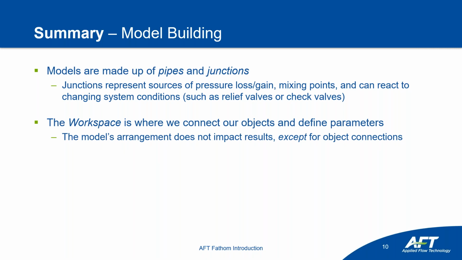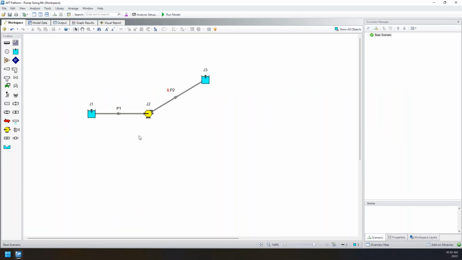One thing I did not note is the model's arrangement does not impact your results except for how your objects are connected. So if we go back to the software for a moment and jump to the workspace, think of the workspace as a purely visual representation of your system. Here, if we remember, we have a 200-foot elevation change between this junction and this junction, but I could just as easily lower this junction all the way down here, rerun the model, and it's not going to change my output in any way. Or if we remember, this pipe is 990 feet, and this pipe is only 10 feet.